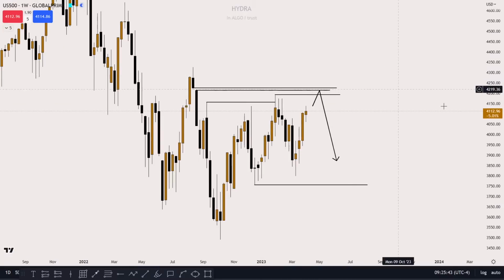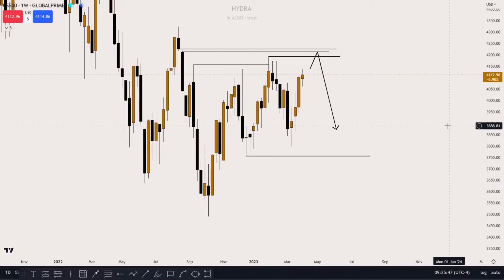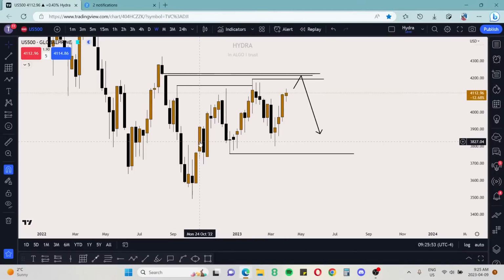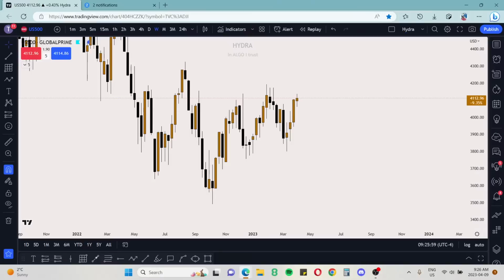I don't care what other ICT traders on Twitter are sharing as their bias. I don't care what anyone else is saying about bias. That's my bias. That's how I see price action happening on my chart, and I trust my bias. That's what you should do. You should trust your bias too.